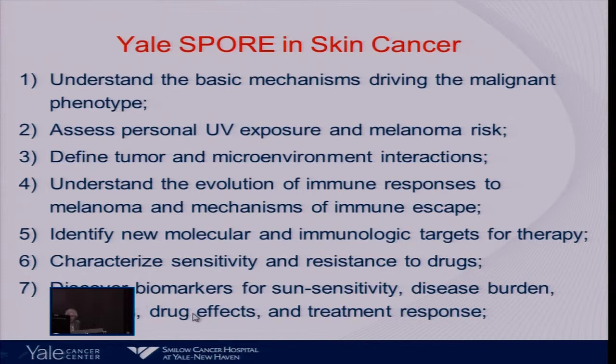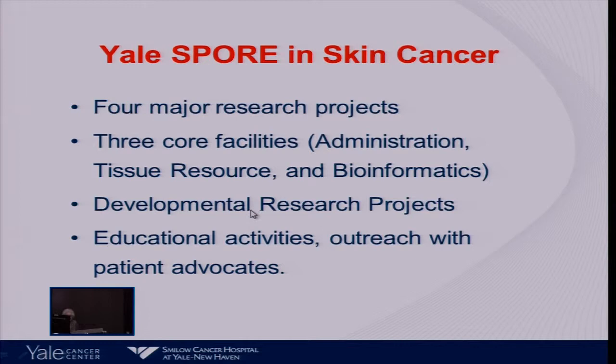I want to just describe a little bit the Yale SPORE in skin cancer. Essentially, it's composed of 4 major projects. I'm sure you heard a lot about NCI funding, NIH funding, and so on. Each one of these projects is essentially the magnitude of the size of an NIH project. We also have 3 core facilities, very important: the administration, obviously, somebody has to administer the place, but more importantly the tissue resource and the bioinformatics, which I will describe a little bit more.